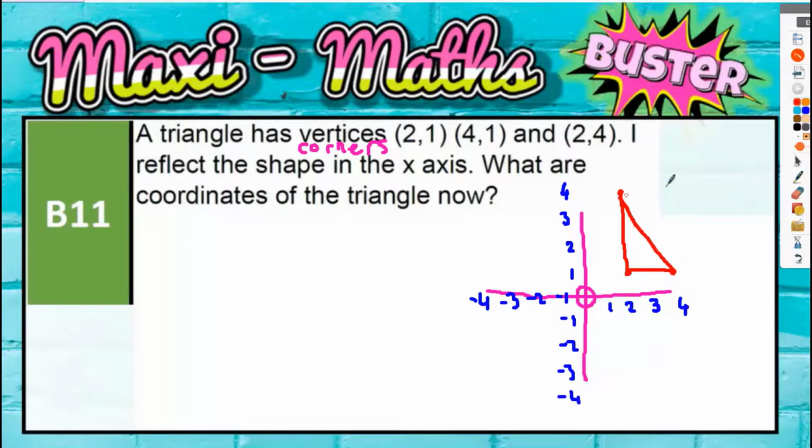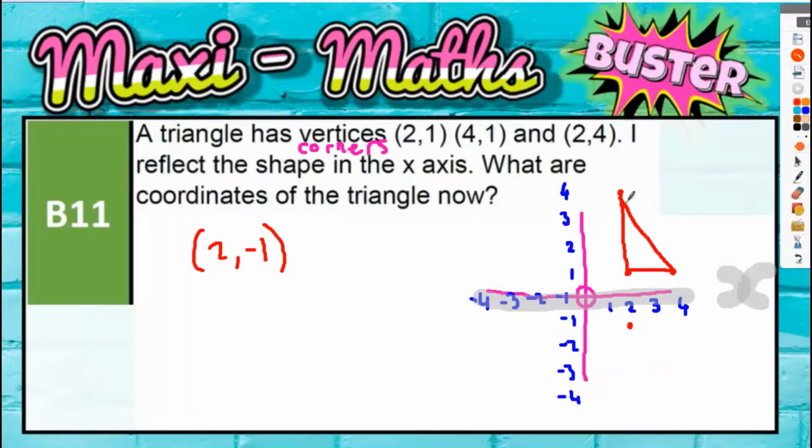But it says reflect it in the x-axis. So the x-axis, that grey line there, becomes the mirror line. If reflected in the x-axis, each corner gets reflected across. So 2 across 1 up becomes 2 across 1 down. So that'll become 2 across, -1 down, like that.